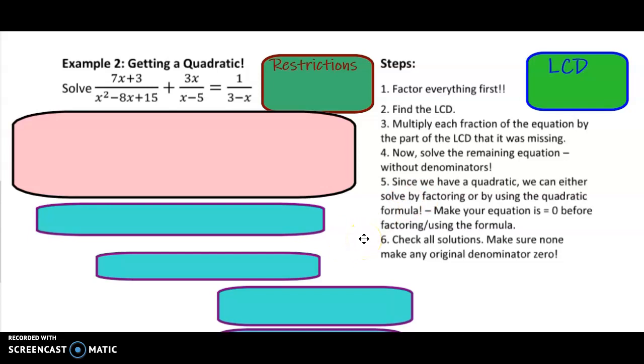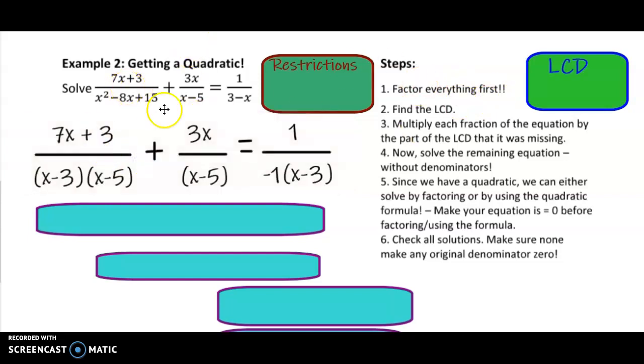And then you want to check all the solutions you have and make sure that none of them are in your restrictions. If they are, then that is not one of your solutions. If they are not part of the restrictions, then that is actually a solution. So the first thing is to factor everything.